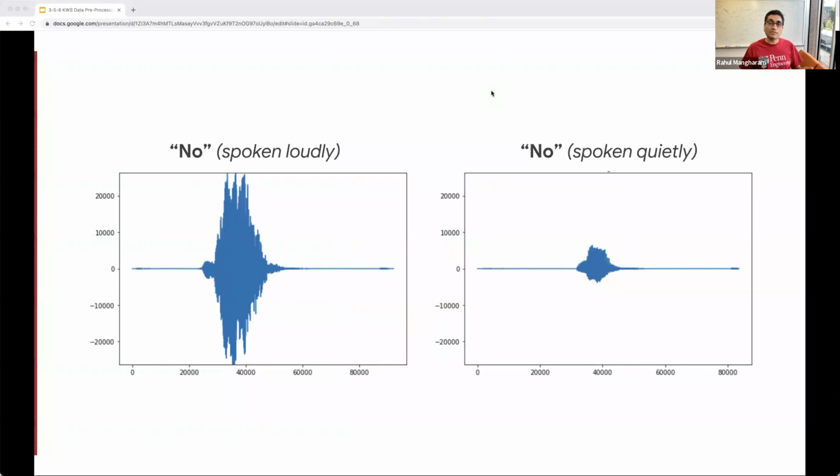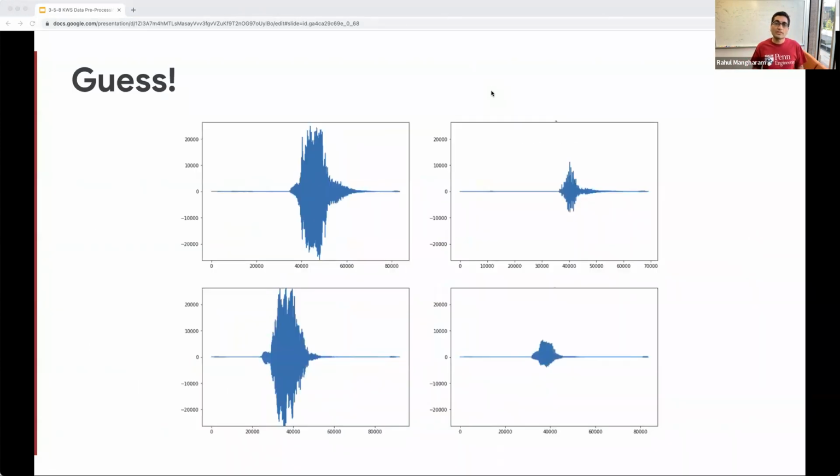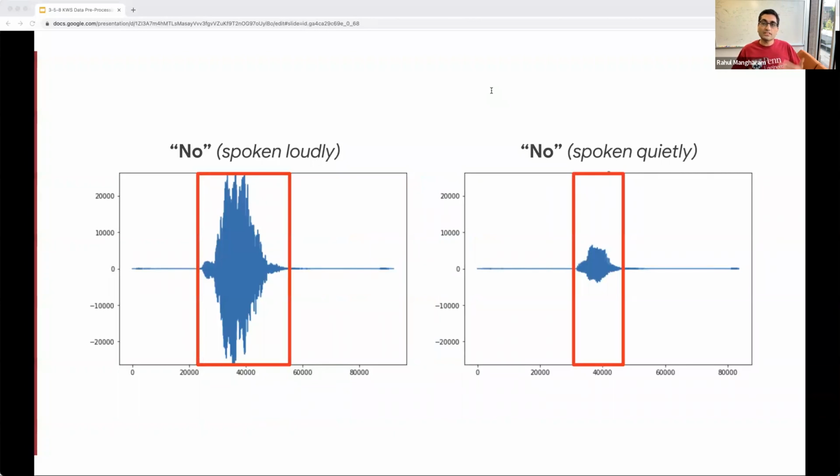The other thing is that it's the same word "no." We said it loudly versus "no," quietly. It doesn't matter whether it's said loudly or quietly, we still have to identify that crucial region. And yet, what we are seeing here is that just by looking at the raw waveforms that are coming in, we cannot tell the difference. The left hand and the right hand look completely different, even though it's the exact same word that's being said.